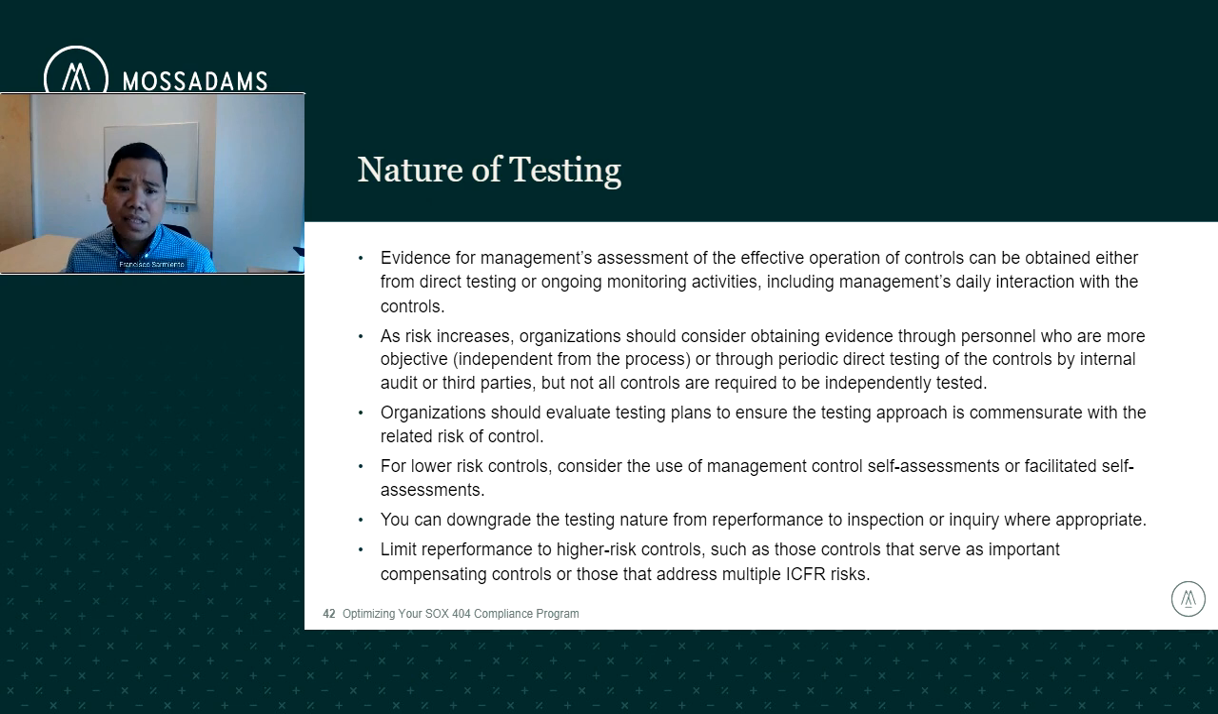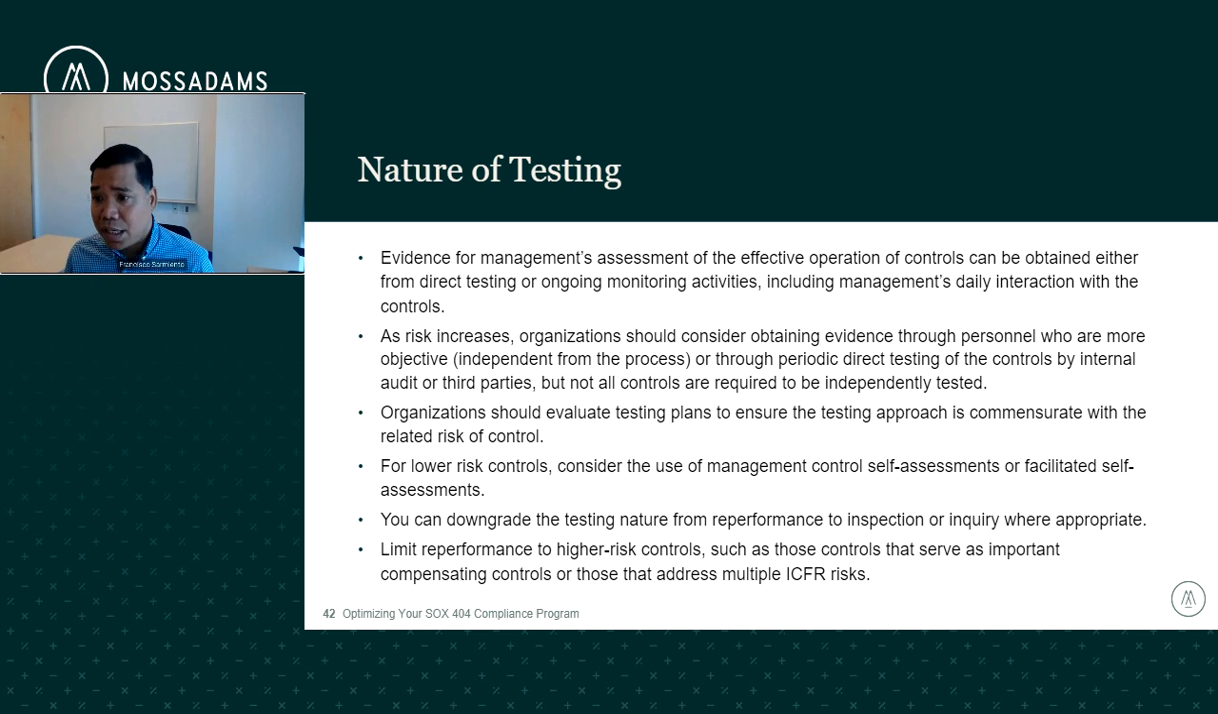As the risk increases, organizations should consider obtaining evidence through personnel who are more objective if you are doing that self-assessment, or through periodic assessment of the control, wherein you have an internal audit team or an outsourced internal audit that tests the operations of the controls. And this is something I would recommend for companies that are not mature enough, because you want to demonstrate that the controls are really existing and operating effectively.